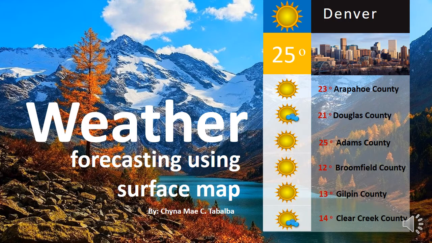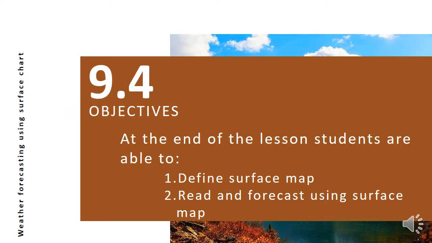This is the continuation of weather forecasting with the subtopic of weather forecasting using surface map. At the end of the lesson, students are able to define, read, and forecast using the surface map.